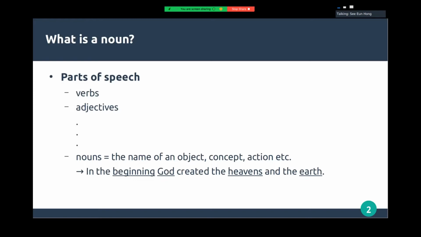So here we have the beginning sentence of Genesis. In the beginning, God created the heavens and the earth. Well, here the words beginning, God, heavens, and earth are nouns because they are the names of the thing or the concept or a person that they represent.